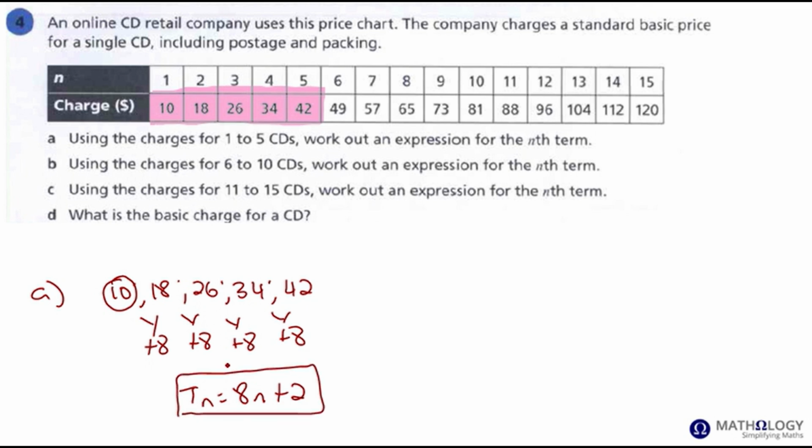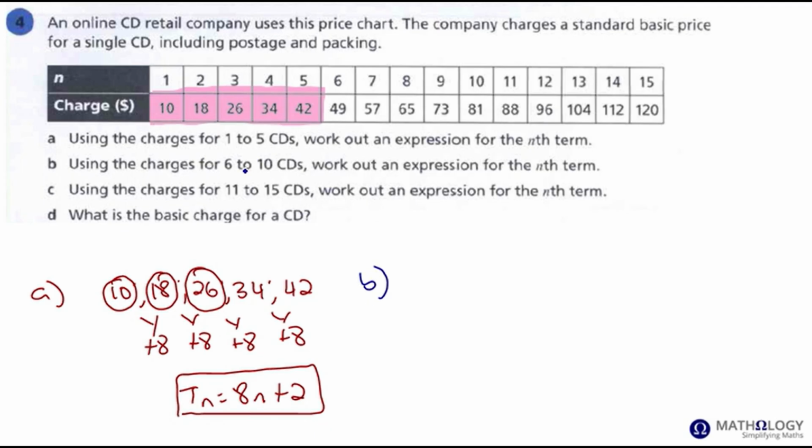Before we continue, we're going to check. When n equals 2, the second term must be 18. 8 times 2 is 16. 16 plus 2 is 18. When n equals 3, the third term must be 26. 8 times 3 is 24. 24 plus 2 is 26. So this is the nth term.